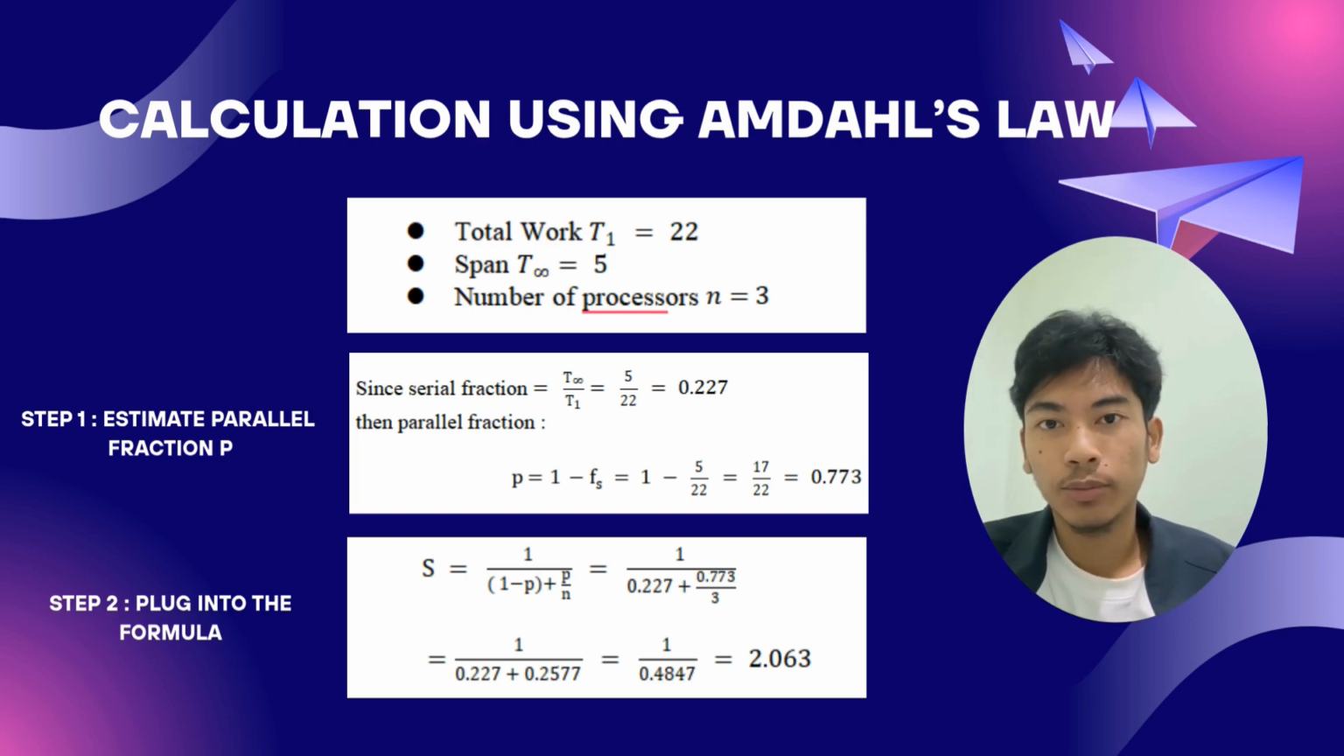Now we have all the information to plug into Amdahl's law. Then the equation is 1 over 0.227, that is the serial fraction, plus 0.773, the parallel fraction, over 3, the number of processors. And the answer is estimated to be 2.063.